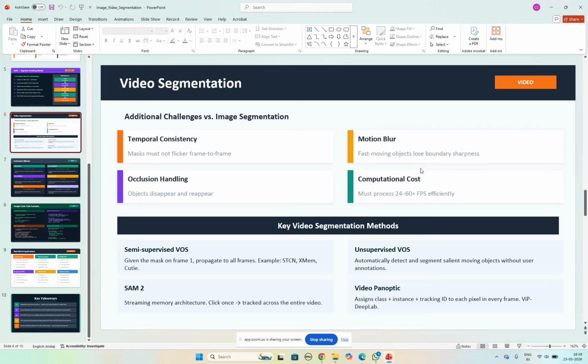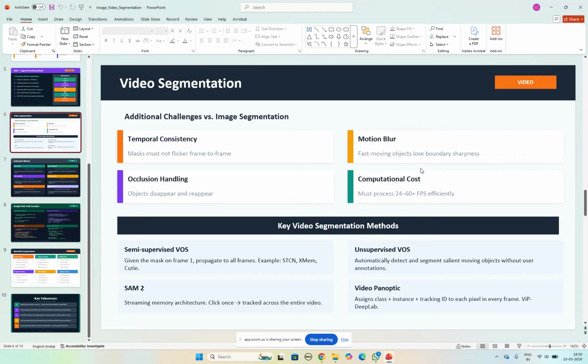Then there is SAM2. This is a streaming memory architecture. For example, if I detect one person, it will try to detect that person while moving through everything. It tries to keep a memory that this person is there, till what frame the person is there and till what frame it is moving, so that it keeps track of everything.